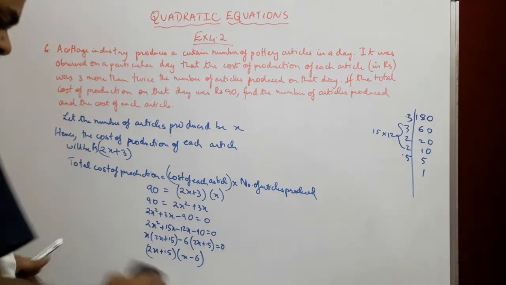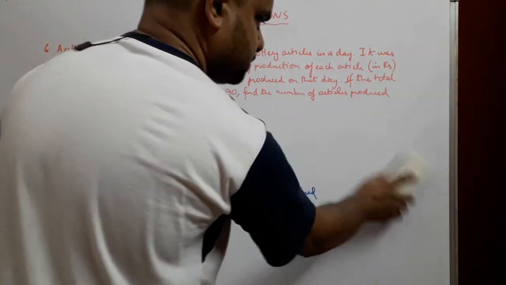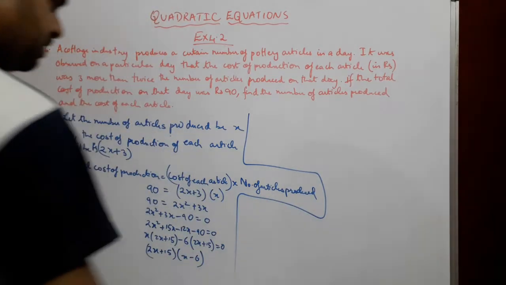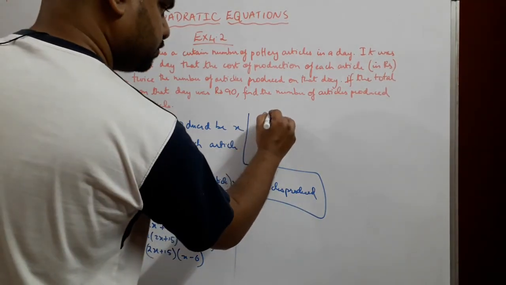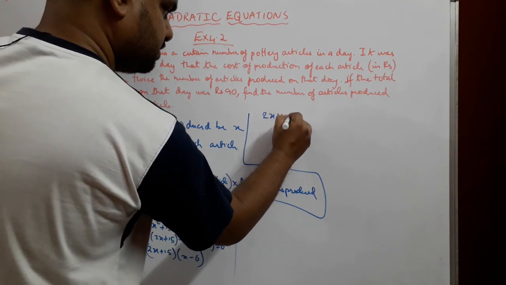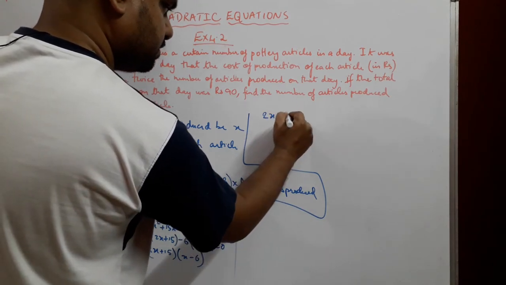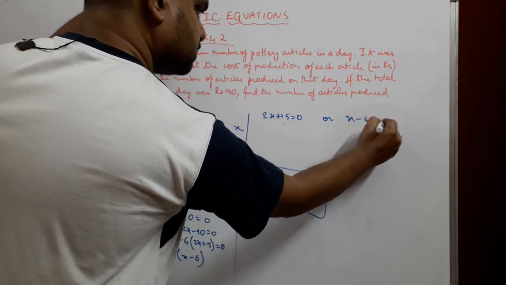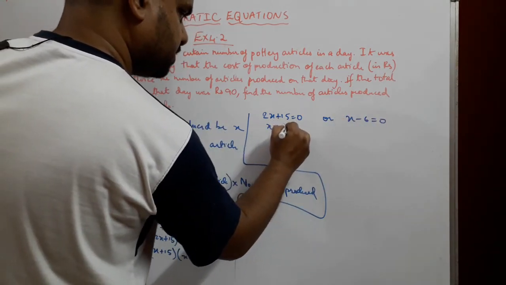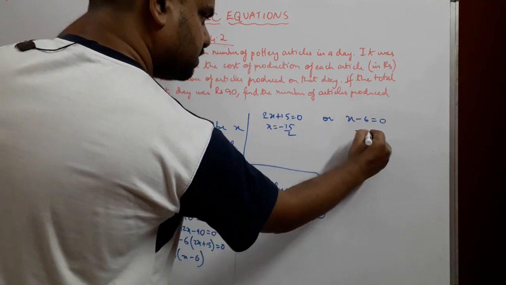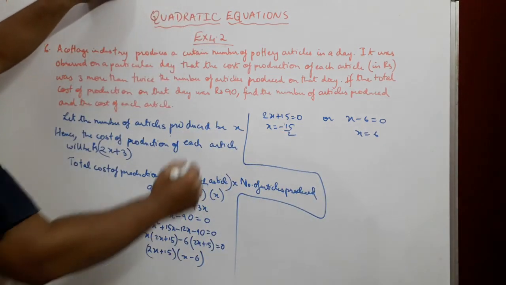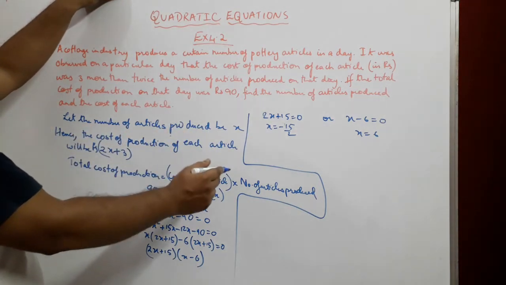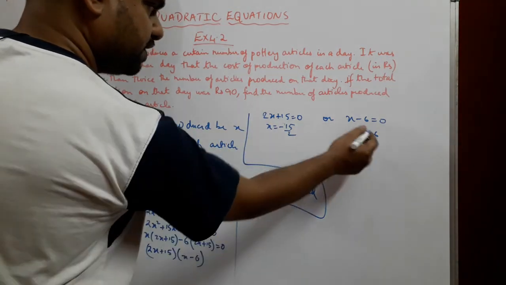Now we need to get the roots. Here is this part, and we'll solve it over here. So we get 2x plus 15 equal to 0, or x minus 6 equal to 0. So this will become x equal to minus 15 upon 2, and this will be x equal to 6. Now x we have assumed as the number of articles produced. The number of articles produced can't be negative, so we have to take x equal to 6.